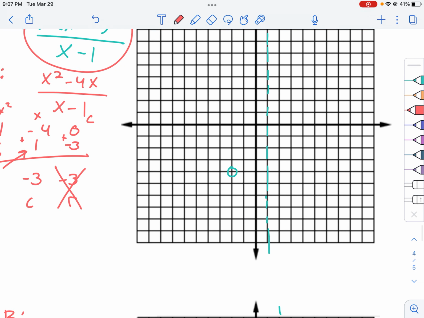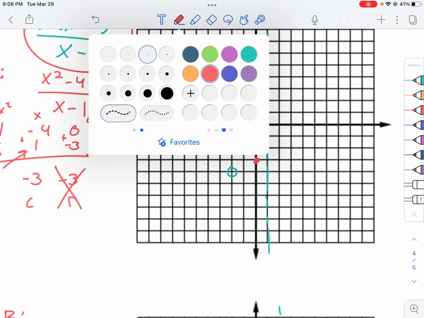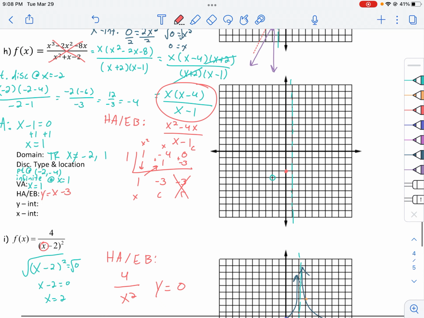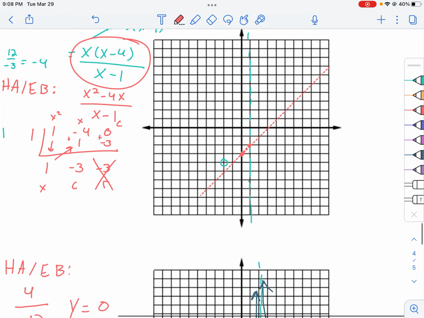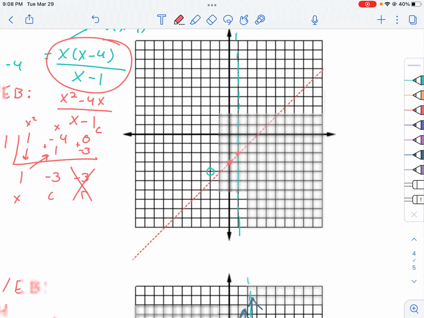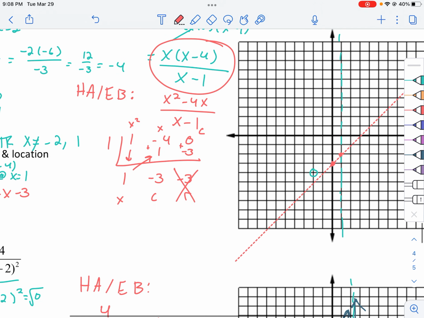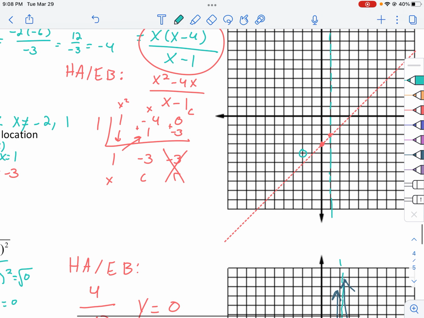So -3, so 1, 2, 3 puts us here. And then the slope is +1, so up 1 to the right 1. And then we can draw in a graph. Should look just like that. Draw in a graph the other direction. Right there. And that actually gives us enough information to draw this left side.